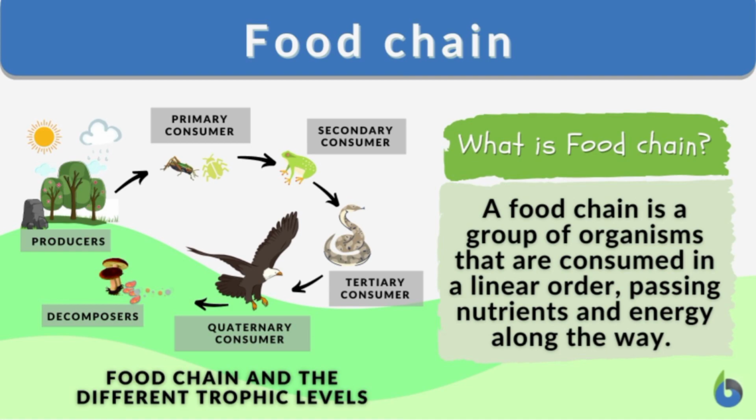Then we will go to the secondary consumer. Who are the secondary consumers? Frog. Next, we will go to the further trophic level, that is tertiary consumer. Who is the tertiary consumer over here? Snake. Next, quaternary consumer. And who is the quaternary consumer over here? Eagle. Now next, our food chain is going to complete with decomposers.